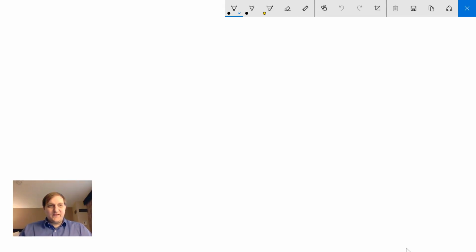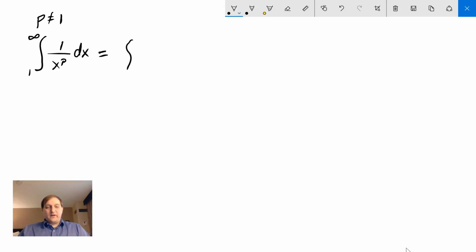So let's actually see why that is. We're going to look at the integral from 1 to infinity of 1 over x to the p dx. And we're going to assume that p is not equal to 1, because if p is equal to 1, then we already examined that situation. So this is really the limit as t goes to infinity of the integral from 1 to t of x to the negative p dx.